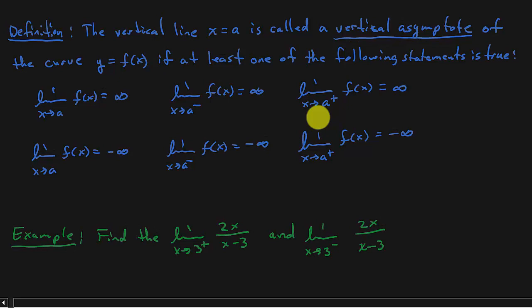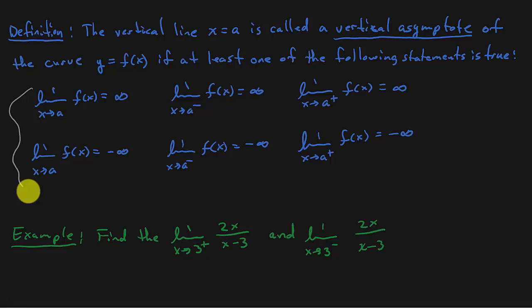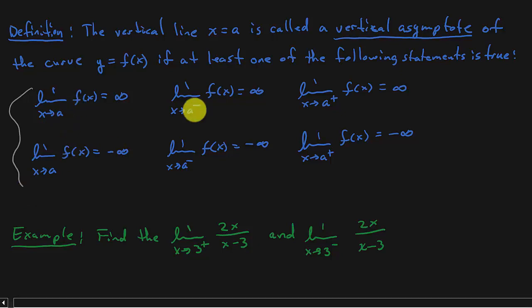So here we've got vertical asymptotes. The vertical line x equals a is called a vertical asymptote of the curve y equals f of x if at least one of the following statements is true. So for this one, you've got to show one of these. If we think there's a vertical asymptote at x equals a, then you've got to show that one of these is satisfied. Only one of them, not all of them. You just have to do one of them.